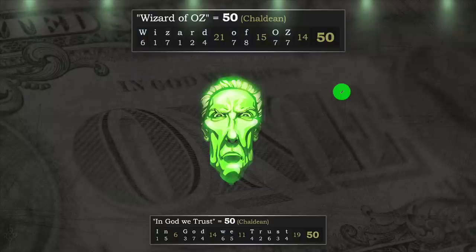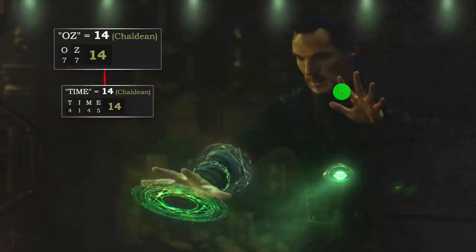50 and 50, in God we trust. Wizard of Oz. And that's why is money green? It's tied to the wizard, it's the emerald, it's the Emerald City. So when you break down the word Oz, you get the Oz 14, and you get time 14. What is Oz is running time. Here's Doctor Strange with the time stone, manipulating time. We only get so much time. And the Wizard of Oz runs time.